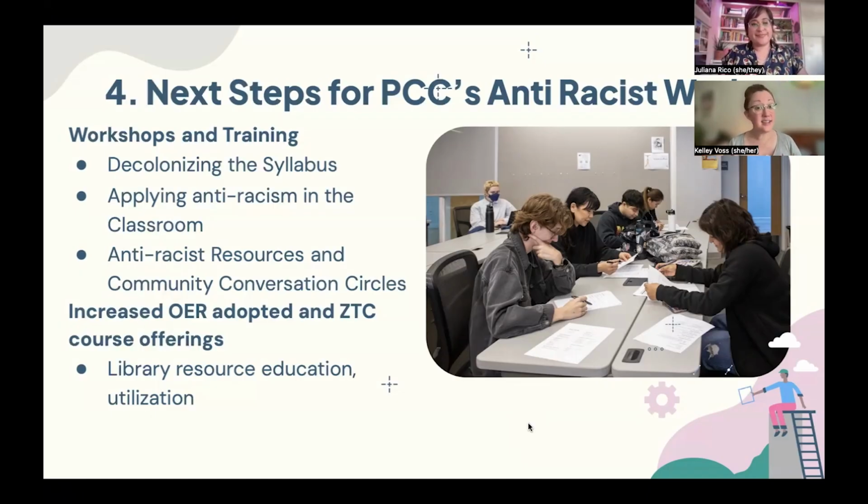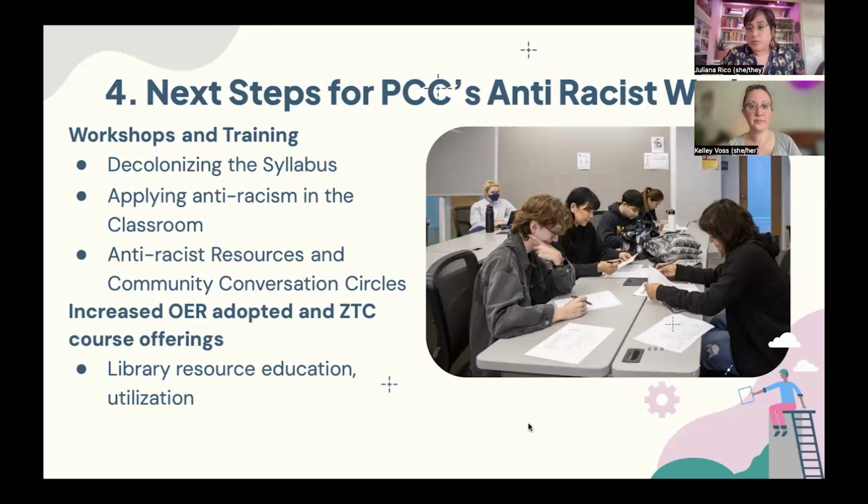And looking forward to next steps for our team's anti-racist work, Juliana and I are going to discuss what our team has identified as a couple of good starting points. We think that it's really important to pull in our faculty through workshops and training. And we have a few ideas for this, including a workshop about decolonizing the syllabus and having that be more student-centered, as well as how do we take anti-racist theory and apply it into practice in the classroom and what that looks like for different disciplines.